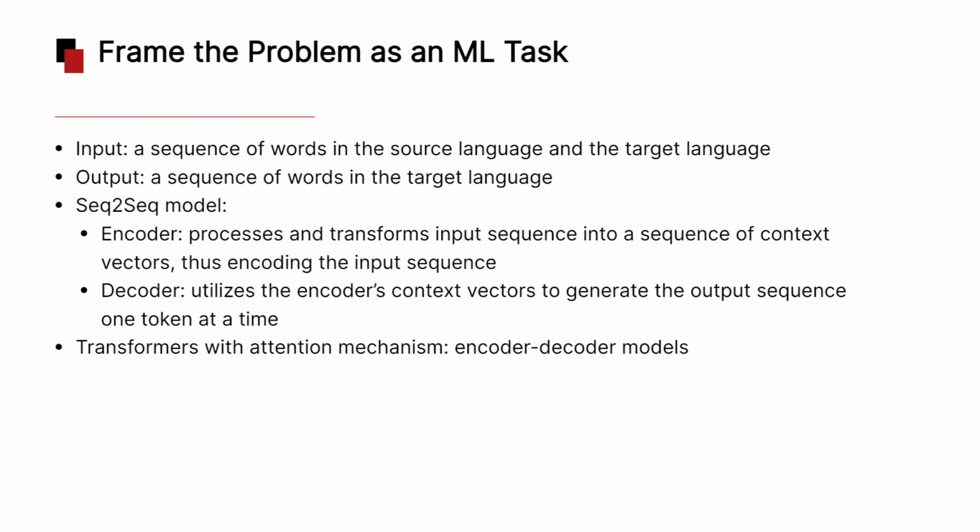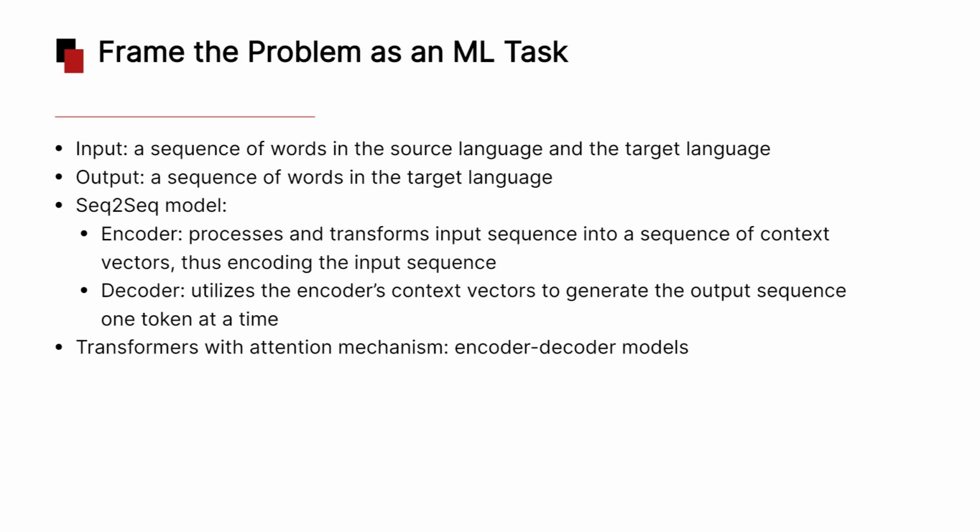When designing Google Translate, the core machine learning problem is to map a sequence of words in the source language to a sequence of words in the target language. 1. Input and output. The input is a sequence of words in the source language, such as English. The output is a sequence of words in the target language, like Spanish or French. This output sequence may be of different length than the input, depending on the languages involved and the content.